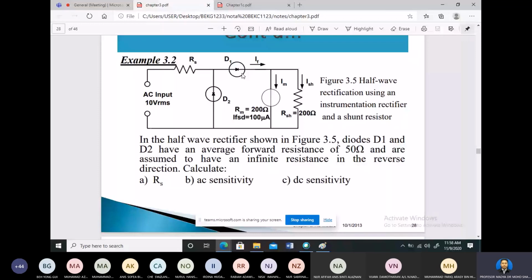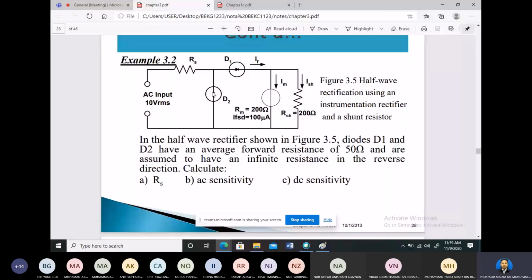RD here, we have 50 ohm, and assume infinite resistance in the reverse direction. So D2 will be in the reverse direction. That means the current through D2 will be zero, the resistance infinity, so this will be like an open circuit. D2 will be open circuit.